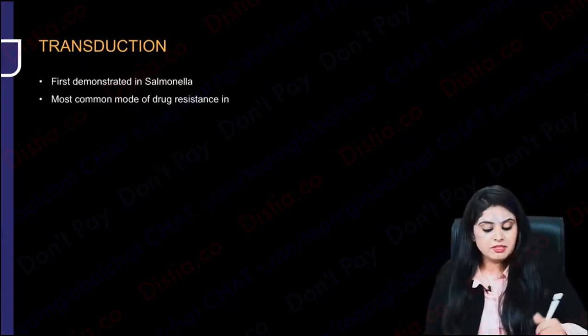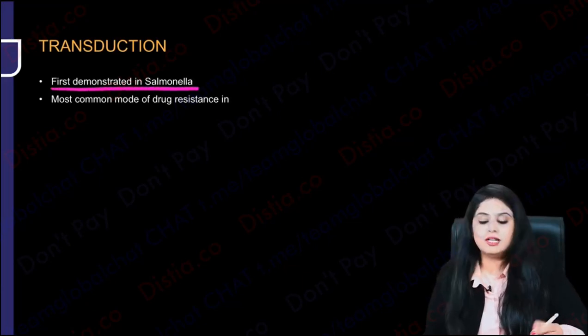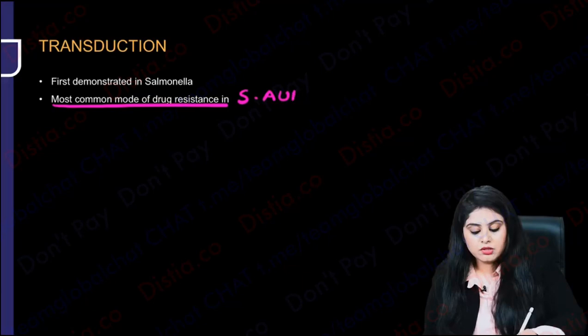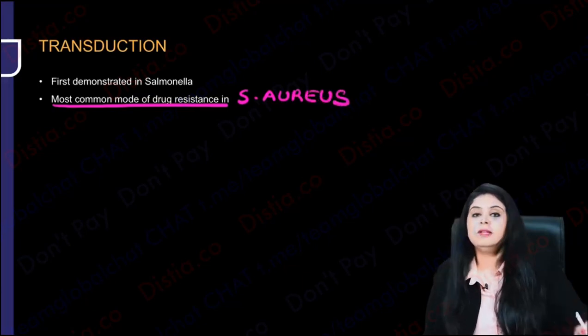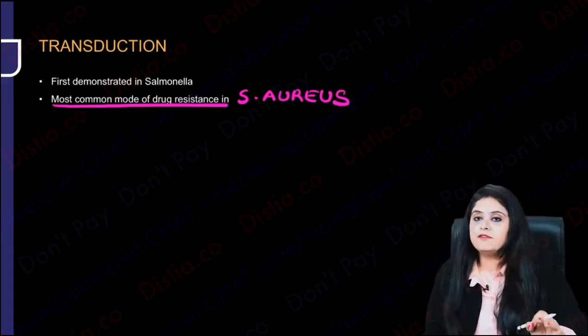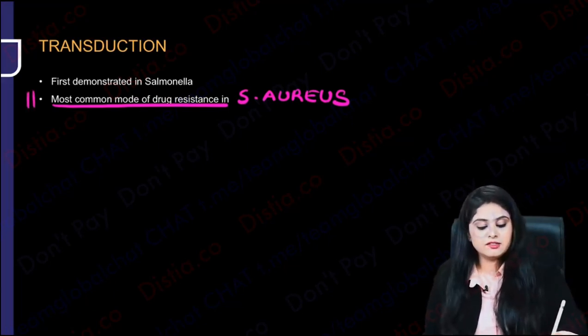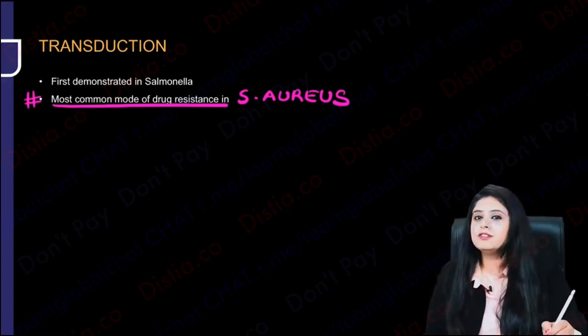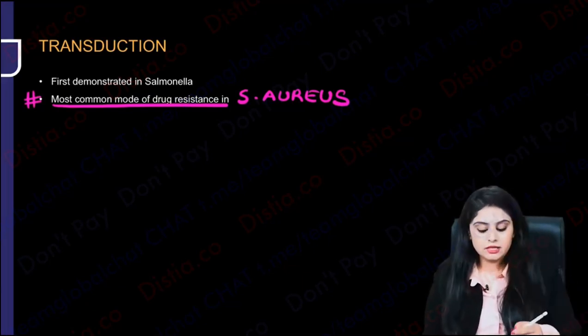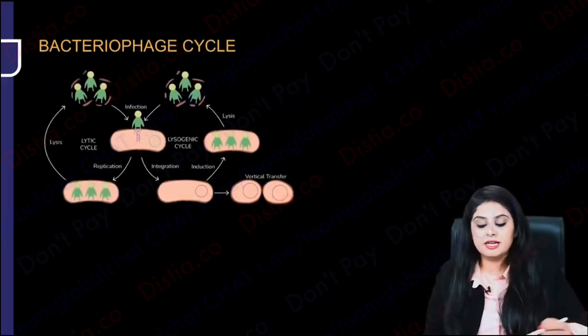That is what is a bacteriophage. So now, remember this was first demonstrated in Salmonella. If you can learn it, good. But what you have to learn is the most common mode of drug resistance in Staphylococcus aureus is going to be transduction. I'll give you a list of all these most common modes. Only for Staph aureus it is transduction, not for the others. We'll do that final list in the end. For now, remember that for Staphylococcus aureus, when you say penicillin resistance and all, that happens because of transduction. So for that you need to know there are two cycles which I'm going to explain to you, right? Just get familiar with the names and then I'll go into the details.